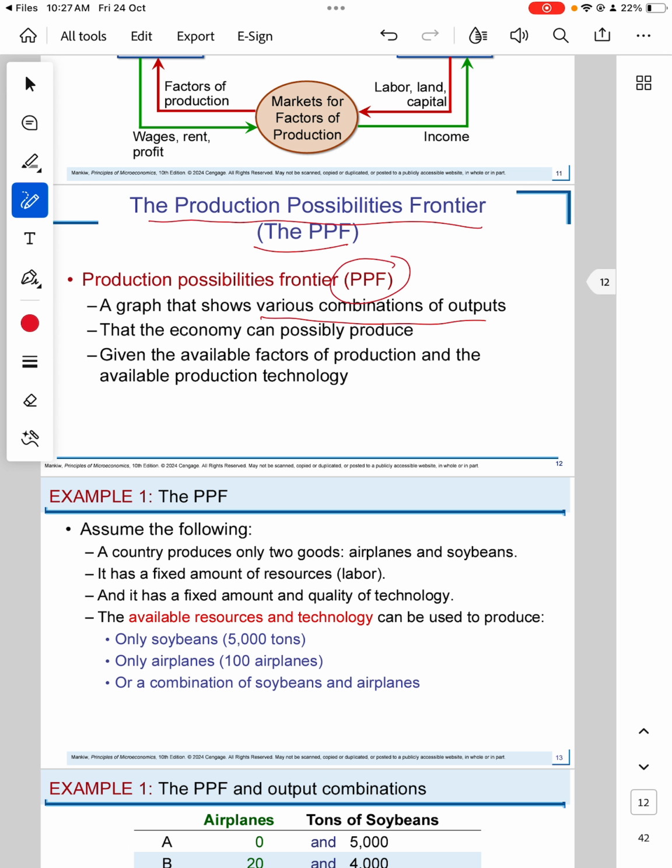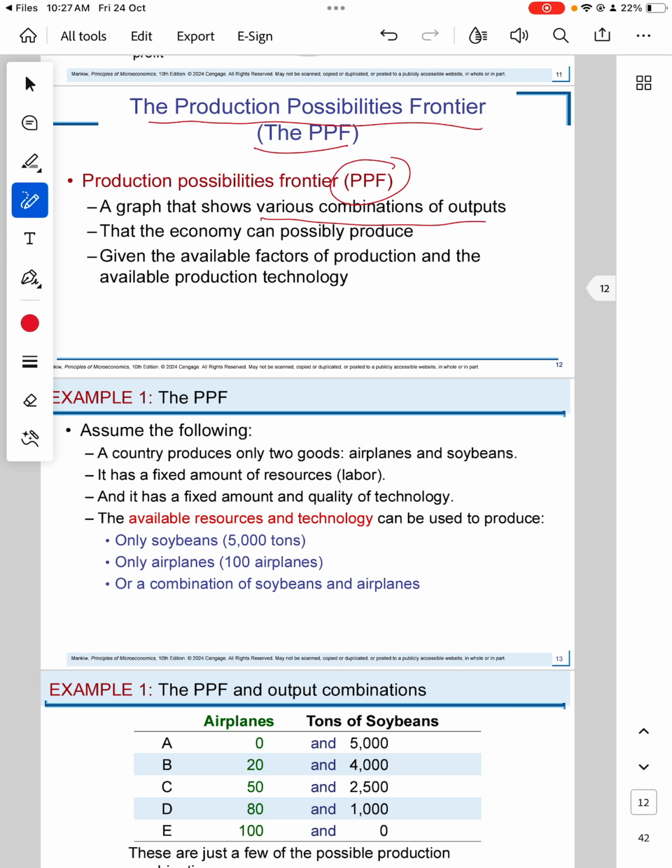Or if I produce more cars, I might produce fewer bicycles. So that kind of PPF involves how much output we can produce in combination, not a sole product but a combination, to increase the efficiency of production. Okay, so that is what the economy can possibly produce given the available factors of production and also the available production technology.